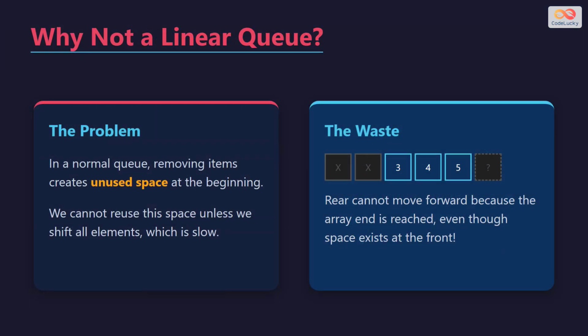You might wonder, why do we need this if we have normal queues? In a standard linear queue, when we remove items from the front, that space becomes empty and unusable. We cannot insert new elements there unless we shift everything, which is computationally expensive. This creates a problem of wasted memory.